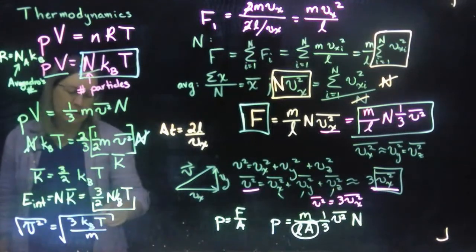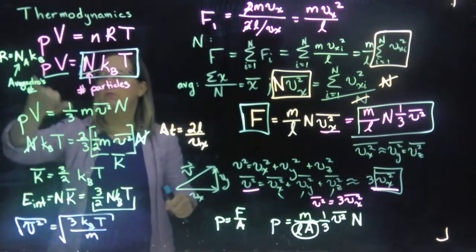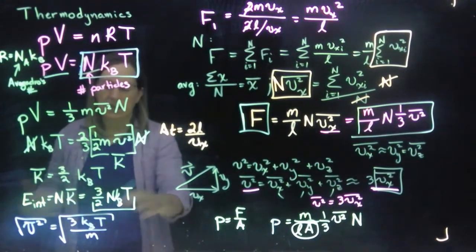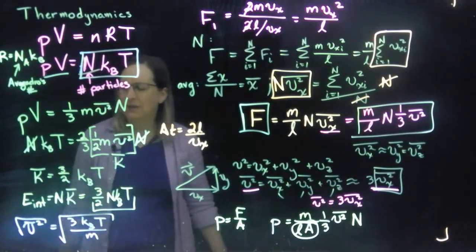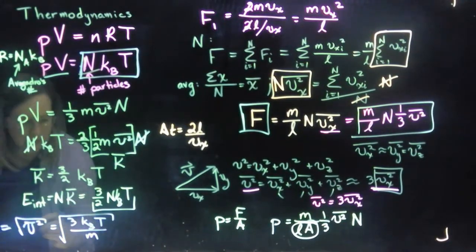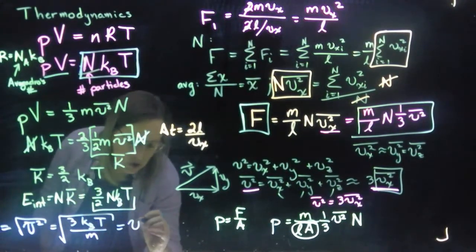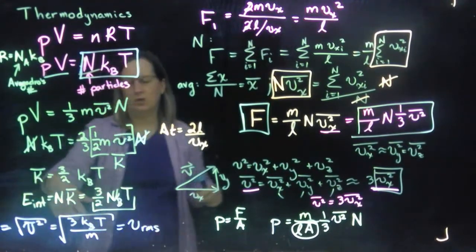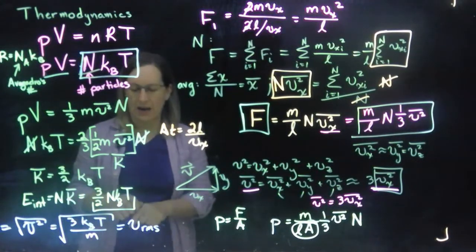Sometimes you can see it in terms of R, so you can substitute this in place for R over N to get it in terms of molar mass. But this gives you what's called your RMS speed. Root mean square just means you're taking the square root of an average. It's a way of getting at an average speed.